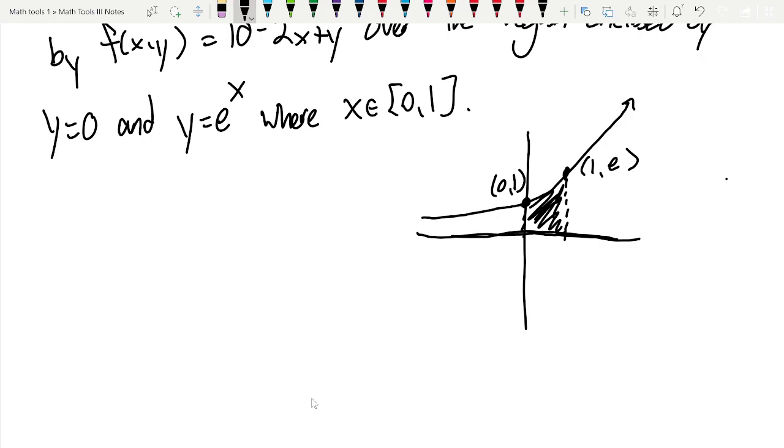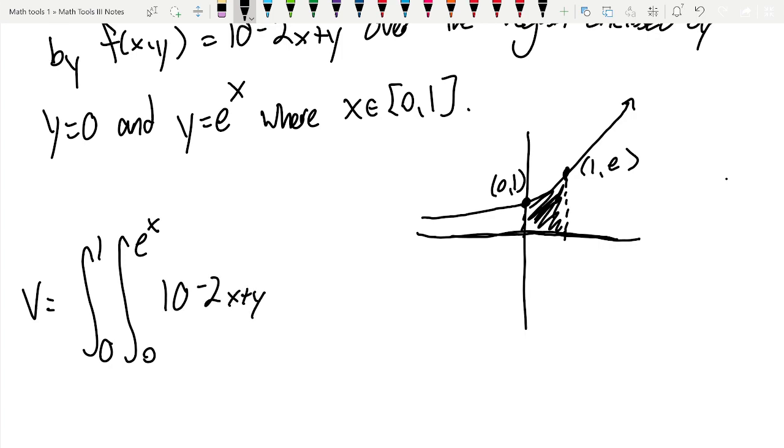If we switched it around, then you would have x equals the natural log of y, and you would need to adjust accordingly there, because you have to make sure you're not plugging 0 in to the natural log, right? So we'll go ahead and do the integral for the volume here. Since y is equal to e to the x, we'll do that part first. So 0 to e to the x, and then 10 minus 2x plus y dy dx.